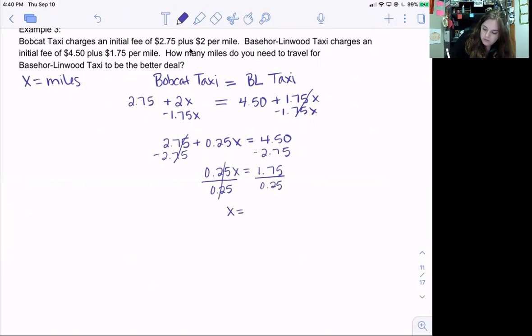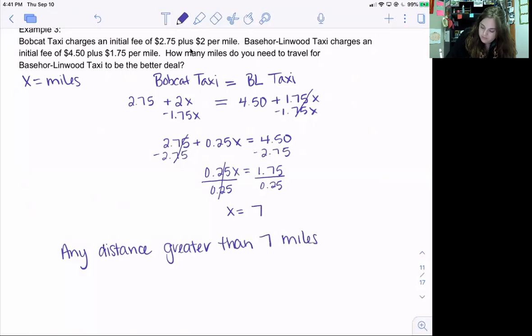So x equals 7. So anything greater than 7 would result in Base or Linwood Taxi being the better deal. So any distance greater than 7 miles would make Base or Linwood Taxi the better deal.